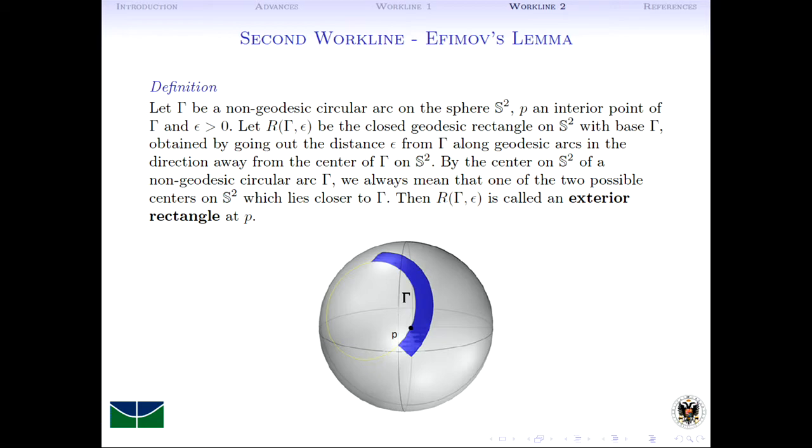Starting with a non-geodesic arc, gamma, and a point within this arc, we can construct this rectangle, called the stereo rectangle, at the point P. We can construct this rectangle just by considering the union of geodesic segments throwing out from the curve gamma in the direction of concavity and of length epsilon. And the result is a figure like this.